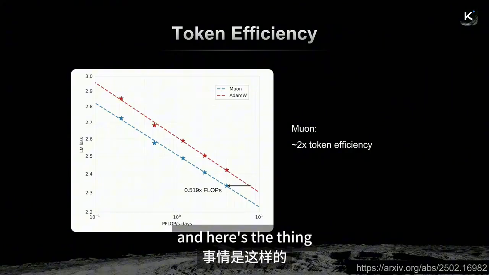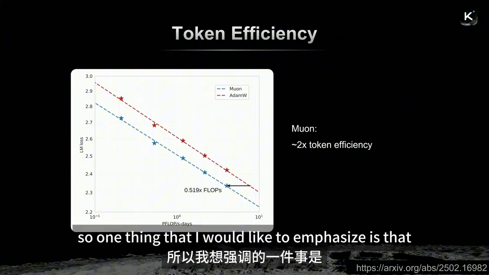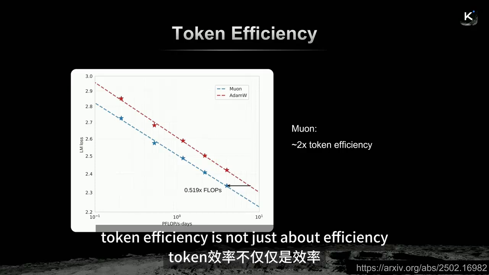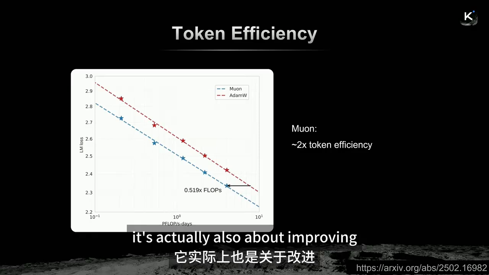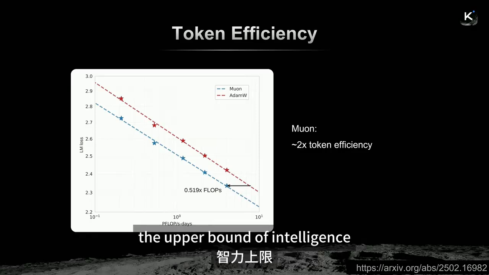And here's the thing. One thing that I would like to emphasize is that token efficiency is not just about efficiency. It's actually also about improving the upper bound of intelligence.